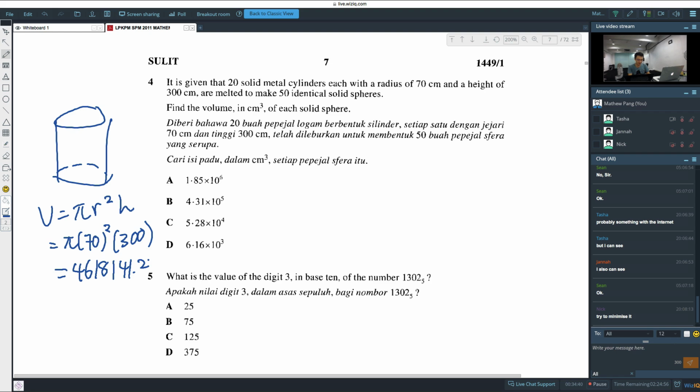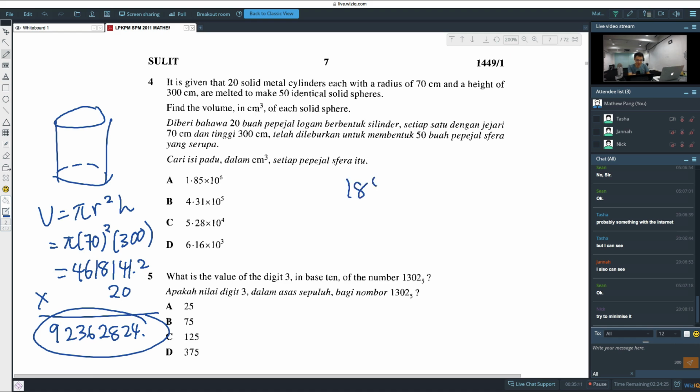And then I will multiply this number with 20. After I multiply with 20, what I will get is a very big number also, 9236282.02. Okay, just ignore the 0.02. And then I need to divide by 50, because this is the total volume we have here. So we have to divide by 50 in order to find each one. When I divide by 50, I will get 1847256.